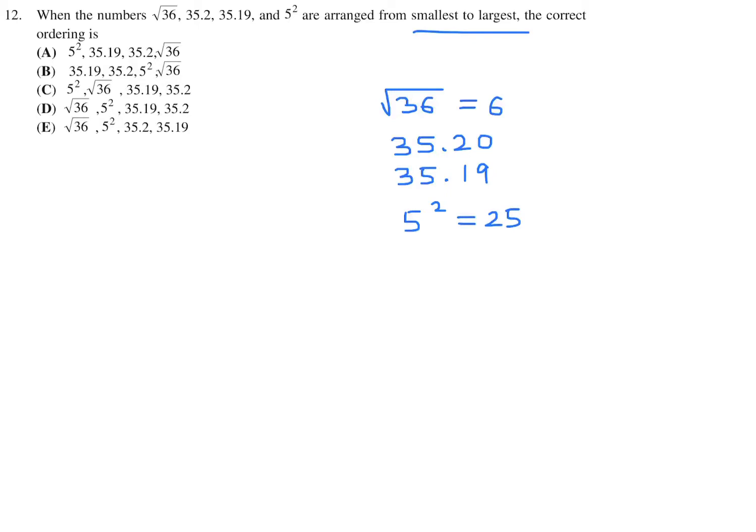Okay, so the smallest one is 6, then 25, then 35.19, and then finally 35.20. And that would be, in terms of answer choices, D, this guy right here.